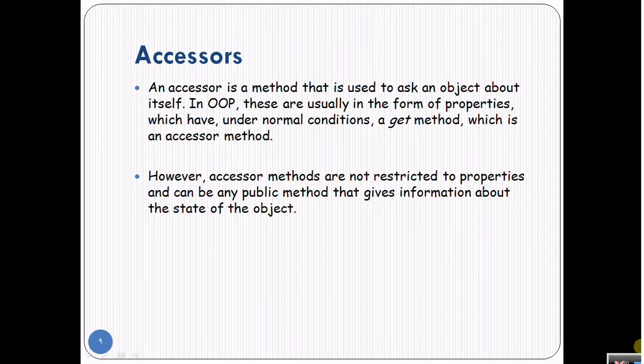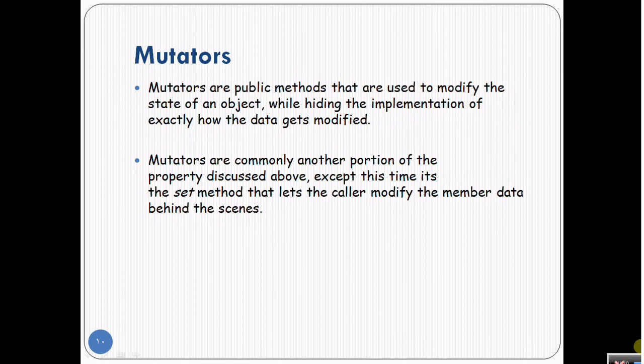An accessor is a method that is used to ask an object about itself. These are usually in the form of properties, which under normal conditions have a get method, which is an accessor method. Mutators are public methods that are used to modify the state of an object while hiding the implementation of exactly how the data gets modified.